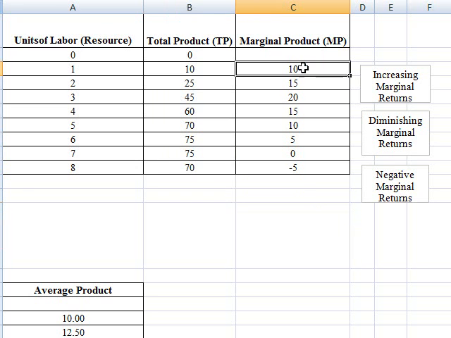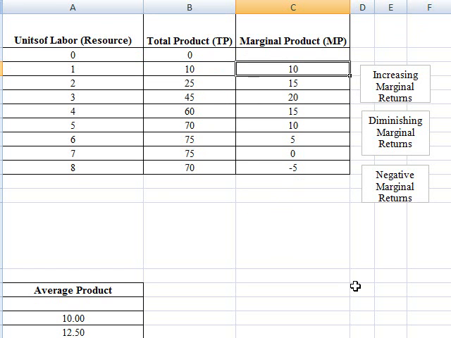Now what we're going to do is look at the marginal product. Here is just a brief formula of what I have found. Because I'm increasing each additional unit by 1, I don't have to divide by the change in labor in this case. So I just have to look at the change in output.